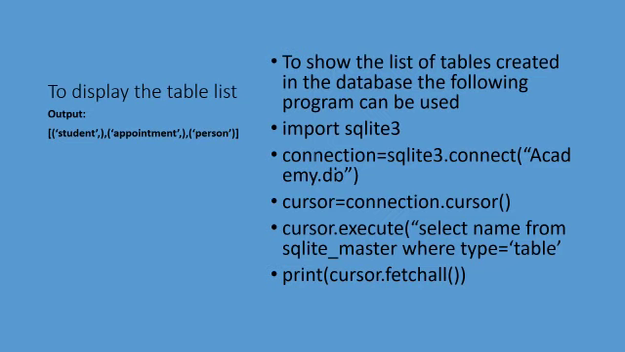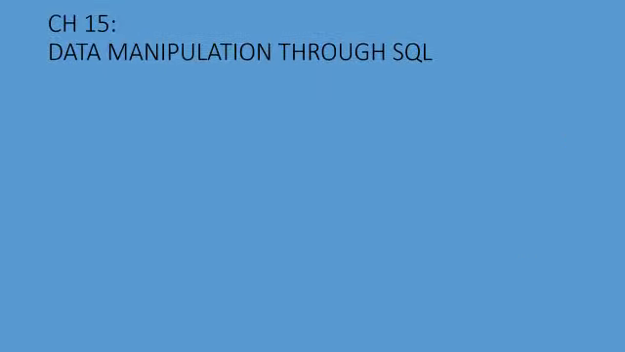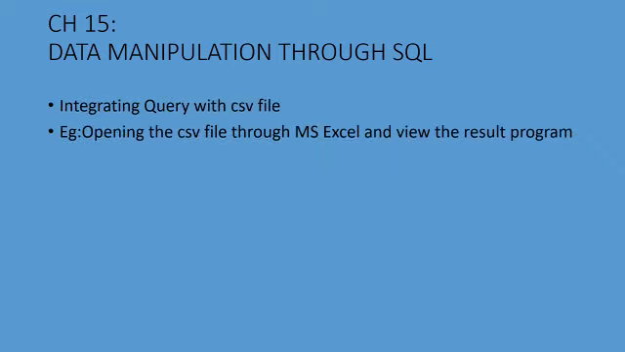That's all. So children, these three topics are very easy. From the beginning you should learn. So in this class today, what we have discussed, once again I can recall: integrating query with CSV, opening the CSV in SQLite and at the same time displaying it in Excel format. And finally, we have seen how to display the table list. Students, you can learn thoroughly from the beginning. You can see the concept again and again, understand and learn. So with this chapter, data manipulation through SQLite is over.